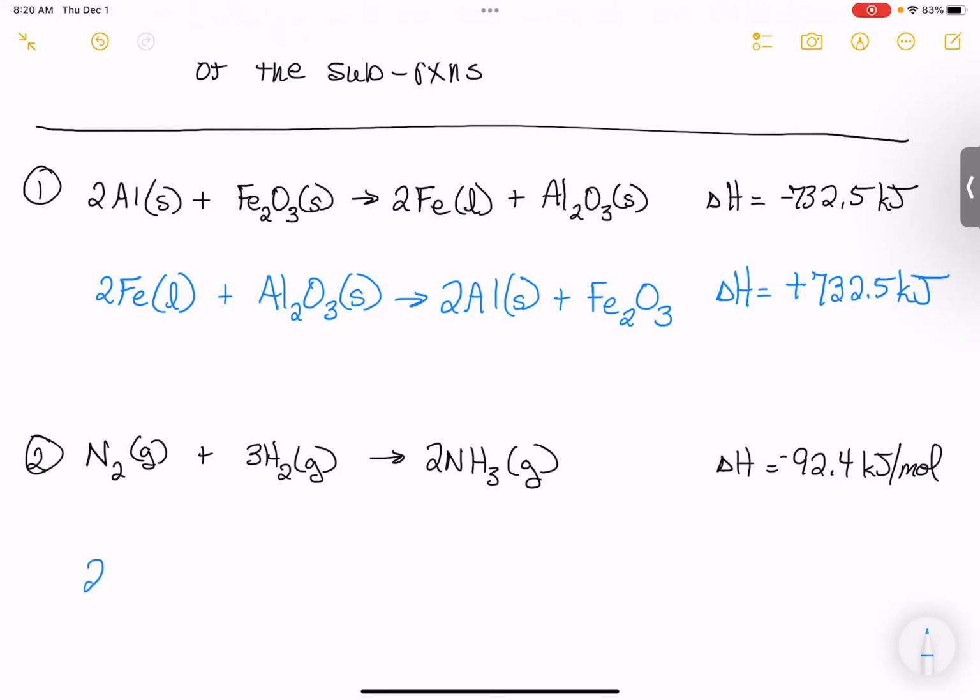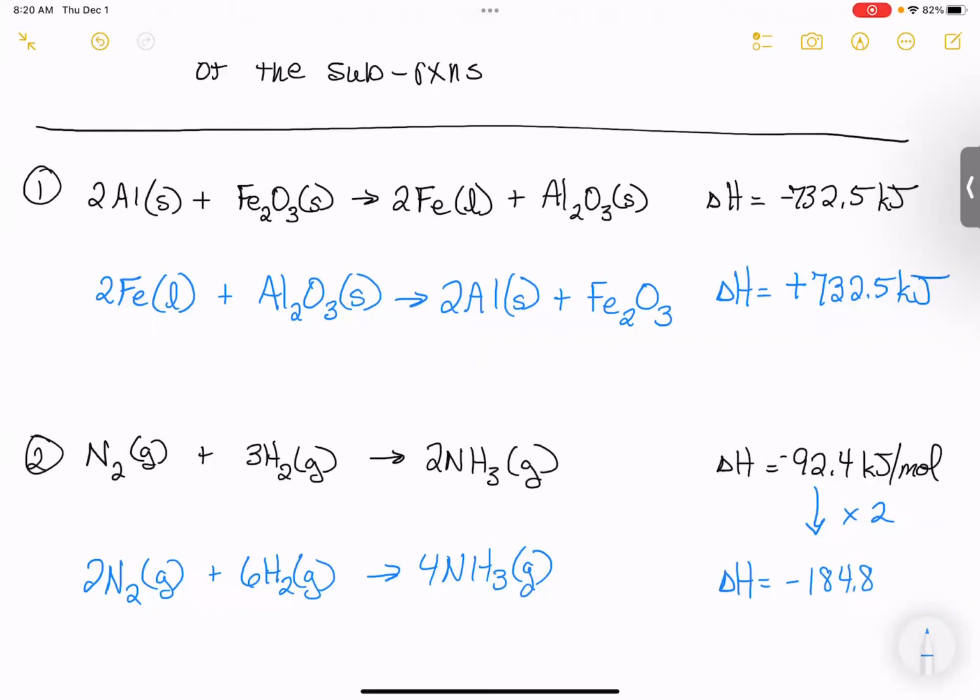Now, if you take and double everything, then you're going to take the enthalpy from the prior reaction and you're going to multiply that by 2 as well. So in other words, if you do that, then your delta H is equal to a negative 184.8 kilojoules per mole.